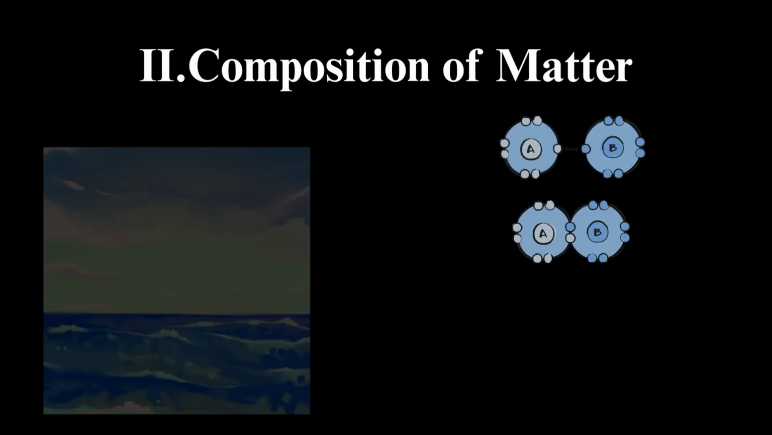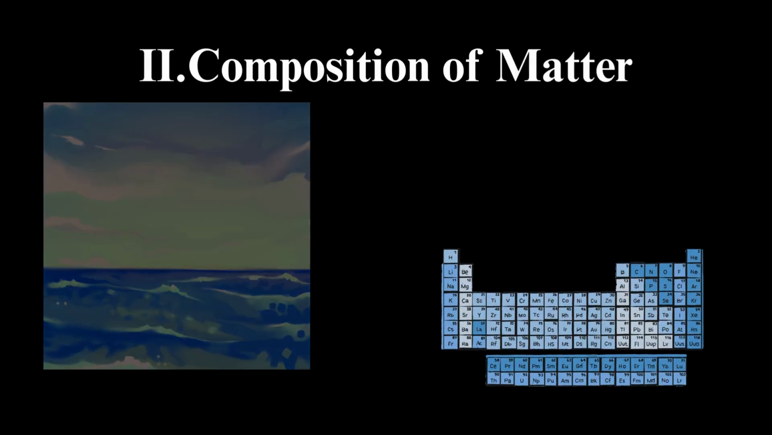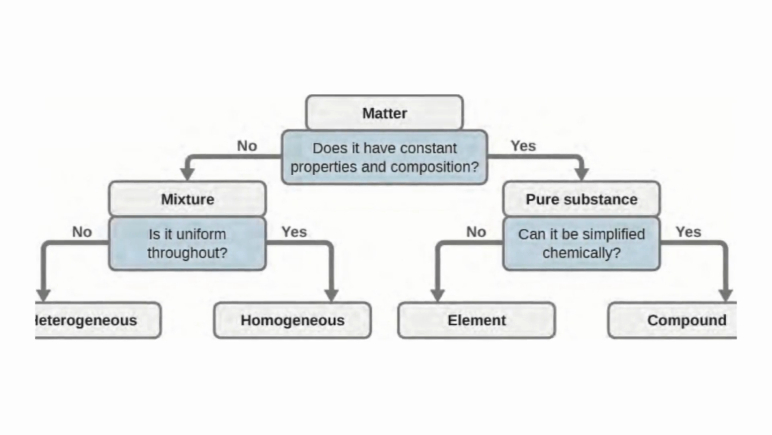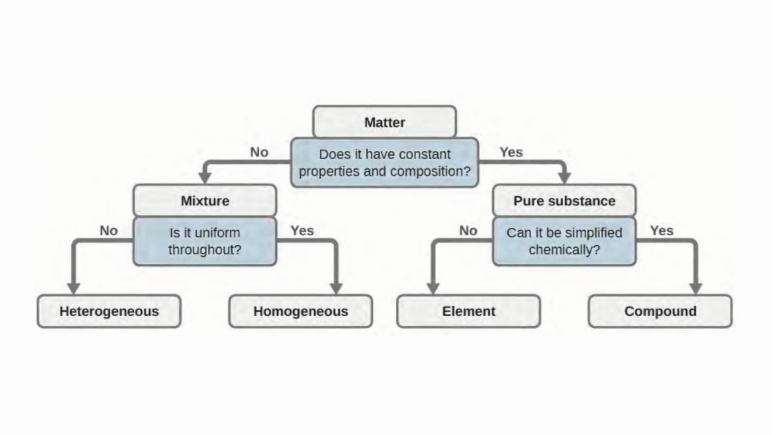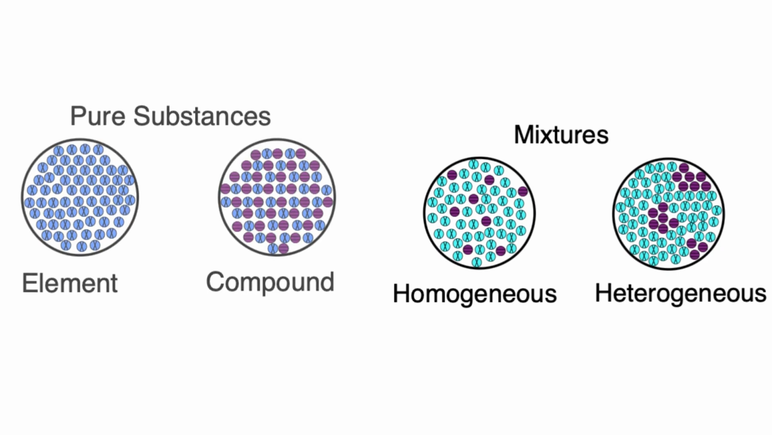Having seen the states of matter, we now look at its composition, which considers what matter is made of and how substances are classified at the molecular and atomic level. The composition of matter describes the types of particles present and how they are organized. The two primary categories are pure substances and mixtures.